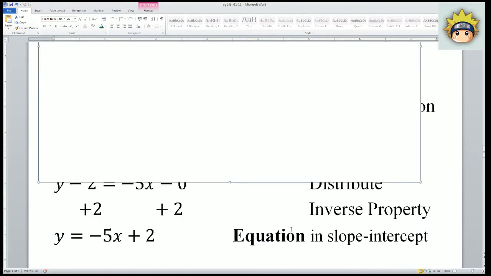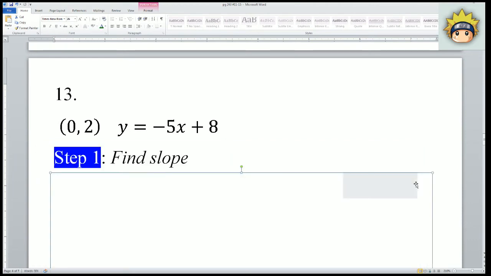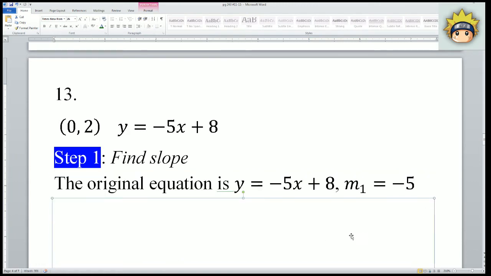So, I have number 13 here. My first step again is to find the slope. Step 1 is to find slope. The original equation is y equals negative 5x plus 8.